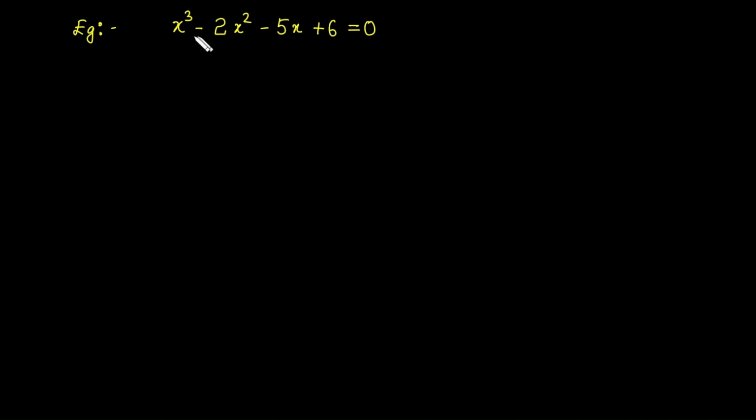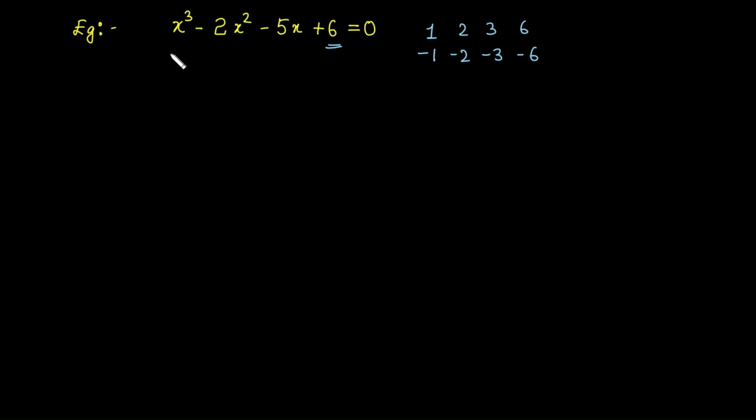Let's take the second example. In this case, again we will find the solution by hit and trial because it is a cubic equation. So find a number that divides 6. So what are the divisors? That is 1, 2, 3, 6 or minus 1, minus 2, minus 3, minus 6. So out of these 8 numbers, we find which one is a solution of this equation.